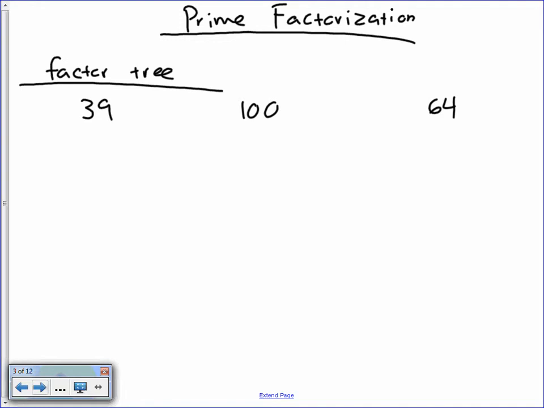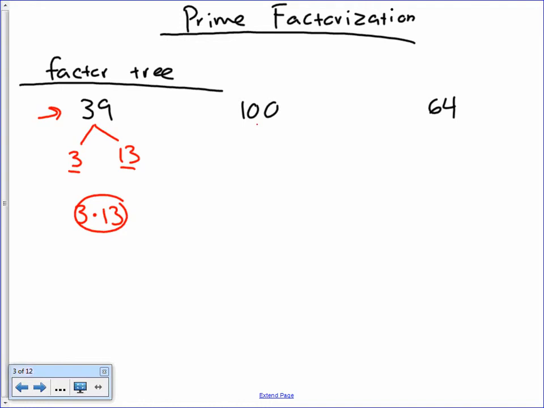If we look at the first one here, we have 39. You're going to think of two numbers that multiply together to give me 39. You might say 3 and 13. So we'll go ahead and do that. Split it up like this. We have 3, and then we have 13. Now, these right here, 3 and 13, if you can break those down even more, go ahead and do it. But notice how 3 and 13 are both prime. So the prime factorization of 39 is just 3 times 13. So we just multiply those numbers together.